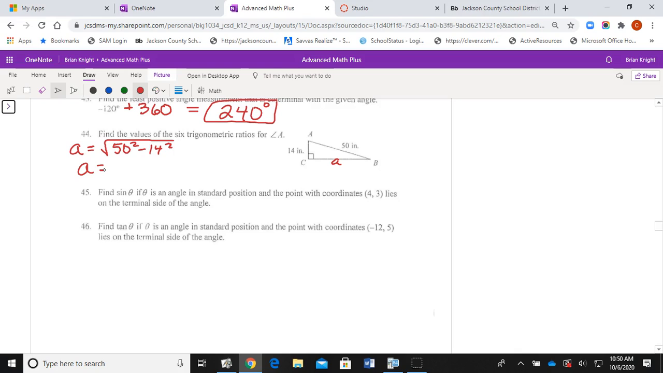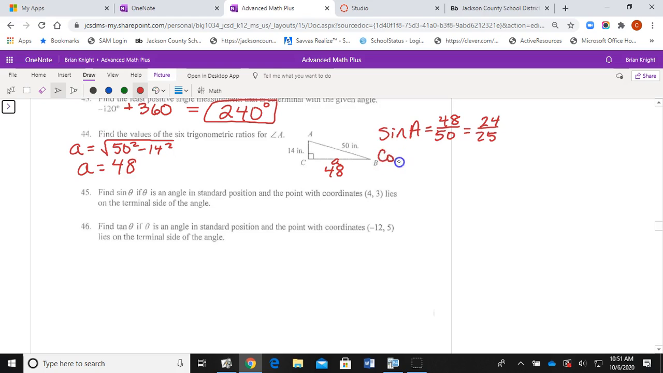So what is the square root of 50 squared minus 14 squared? You should get, drum roll, where did I lose it? I lost it. Say it again. 48. Okay. So 48 is A. 48 even? Really? Wow. Cool. Okay. So sine of A equals opposite, what's opposite of 48? Over the hypotenuse is 50, and that reduces to 24 over 25.